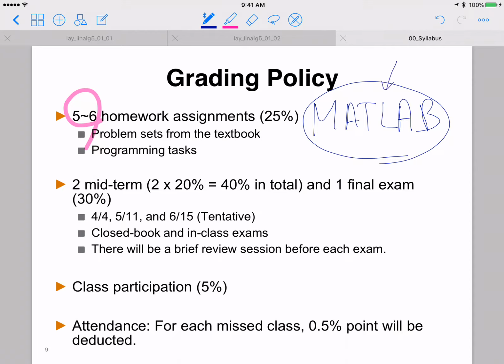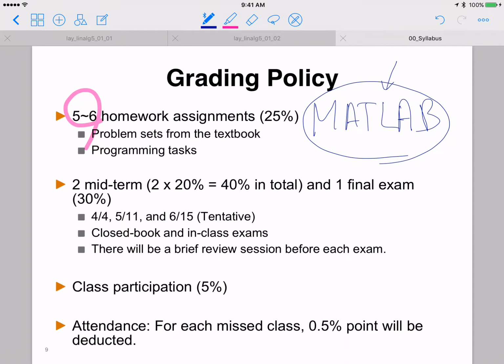So this is an acronym for Matrix Laboratory, and this is quite an expensive software. But fortunately, this school, owing to your tuition, gives this software for free. Okay, so it might be probably the only chance that you will use this software for free. And personally, I use this a lot for my own research with my students. And this is quite a convenient programming language.